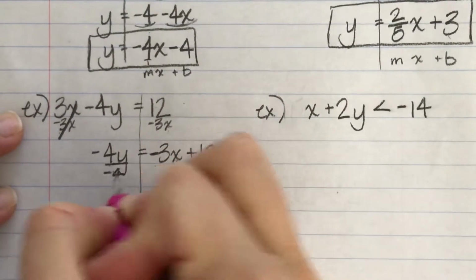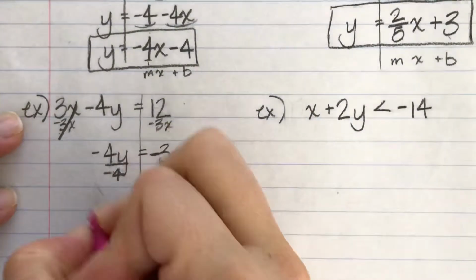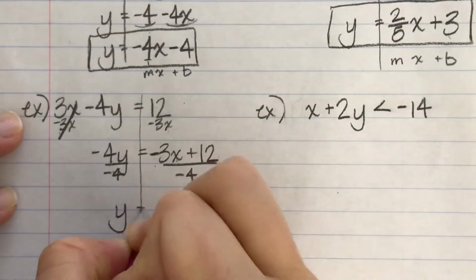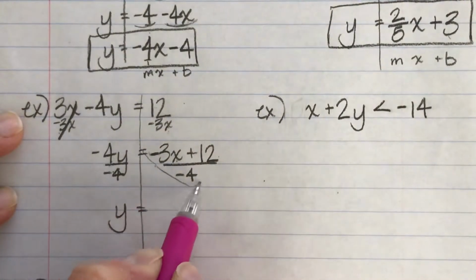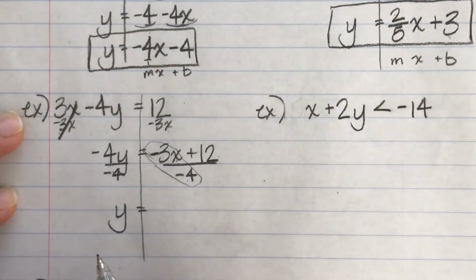Now this one's a little bit different because you're dividing by a negative. So I'm going to have to really think about what's happening there. I end up with, okay, negative 3 over negative 4. I can't work out 3 divided by 4, so I'm going to leave it as 3/4.